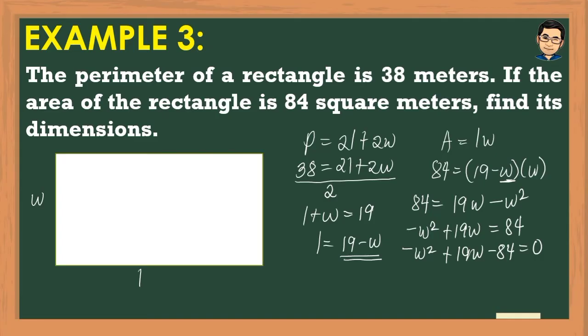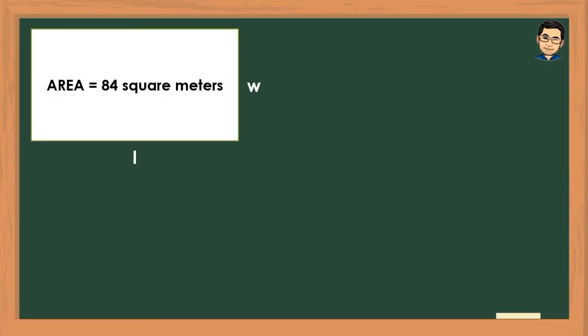Since hindi pwedeng maging negative yung numerical coefficient ng ax squared, i-multiply natin yung whole equation by negative 1. Okay, so magiging W squared minus 19W plus 84 is equal to 0. So, ito ang ating equation ngayon para mahanap natin yung mga dimensions. Yung nakuha nating equation kanina, W squared minus 19W plus 84 is equal to 0.